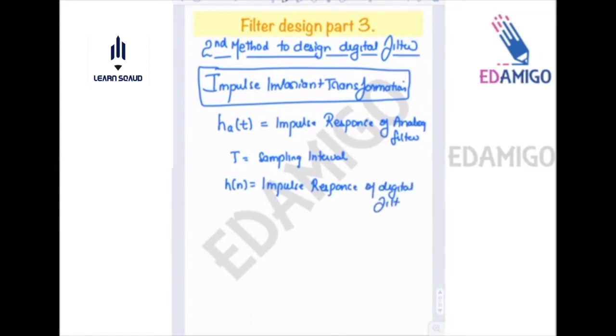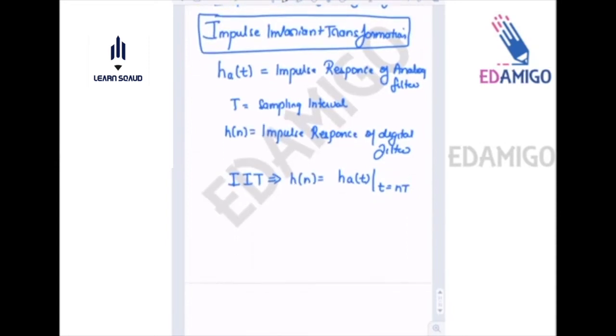of digital filter. Okay, so impulse invariance transformation, I will be calling it IIT. Okay, so impulse invariance transformation. So h[n] is equal to h_a(t) at t equal to nT. Okay, so this is important.